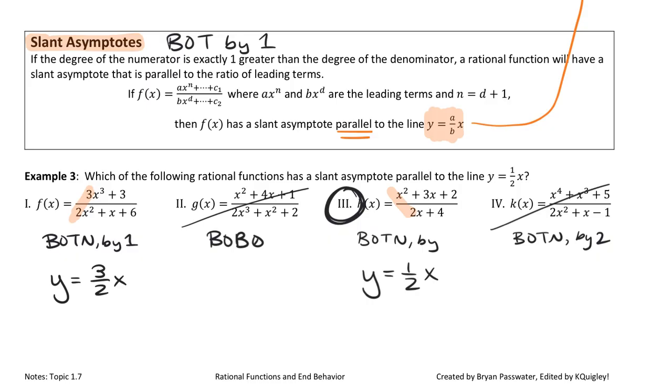So it kind of feels like you're doing the elimination thing, right? And it does. That definitely helps you eliminate answer choices when it comes to slant asymptotes, because finding the actual slant asymptote is kind of annoying because it requires long division of polynomials. Let's try to eliminate answer choices the best way we can.